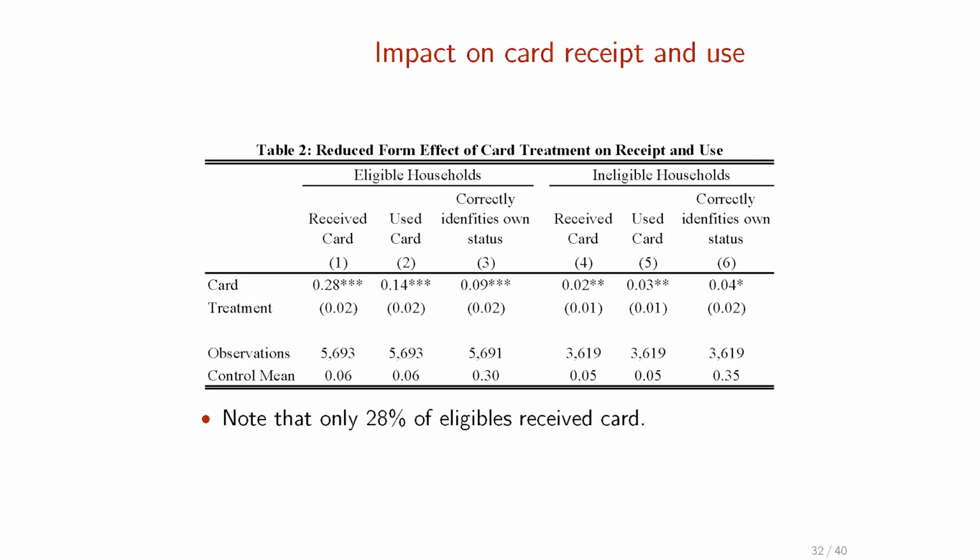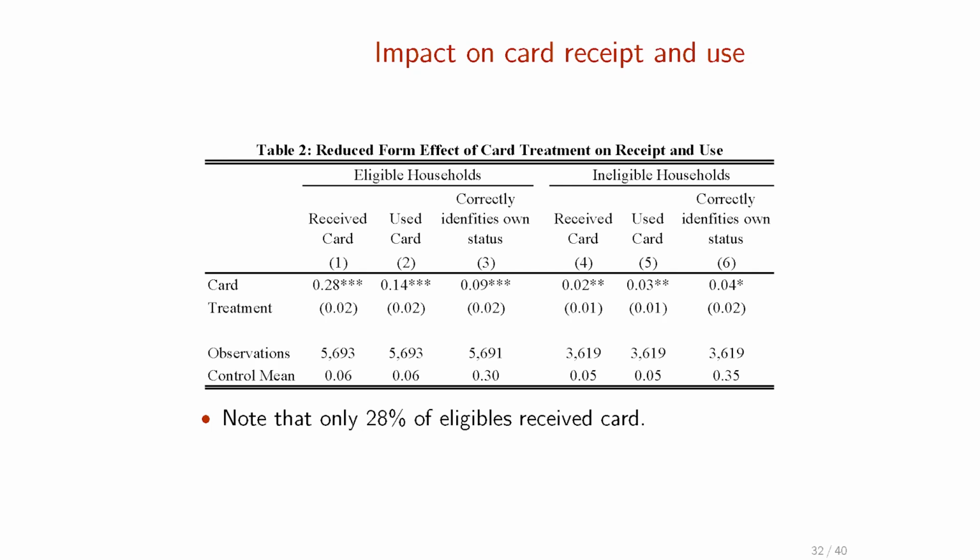Okay, so here is the sort of main effect. So first of all, who gets the card? This is what you get in real experiments. Things don't go exactly as planned. This is a real program, so ideally we want this to be 100%, but only 28% of people actually receive the card. 14% ever use the card.